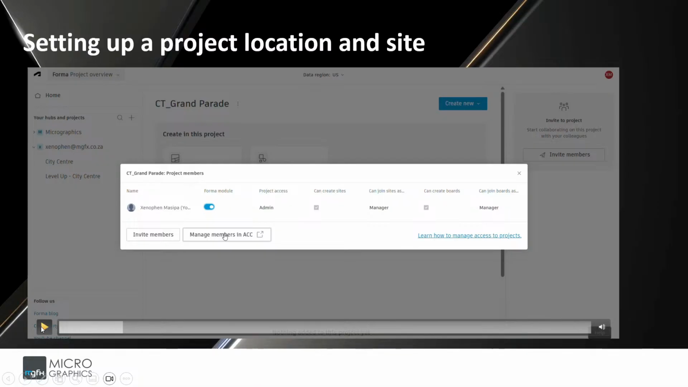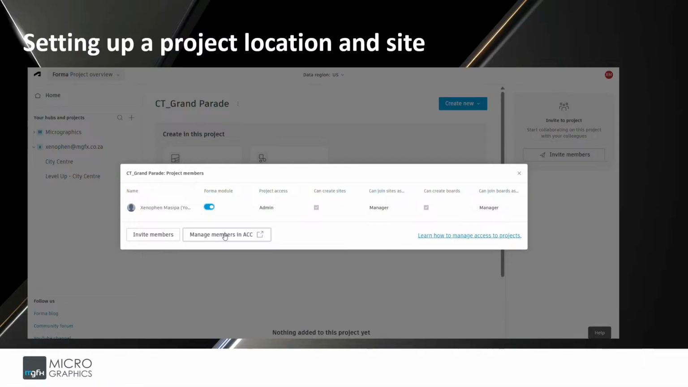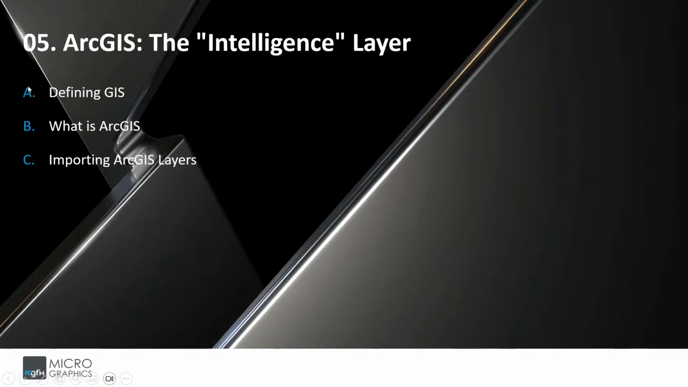So what you see here is an overview of the project members. Because I haven't invited anyone, the only person you'll see there is myself. Then it also shows me my project access and my permissions as well. And then the project can also be accessed through ACC. Okay, let's continue.